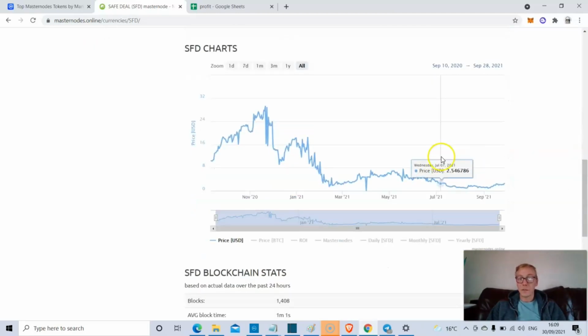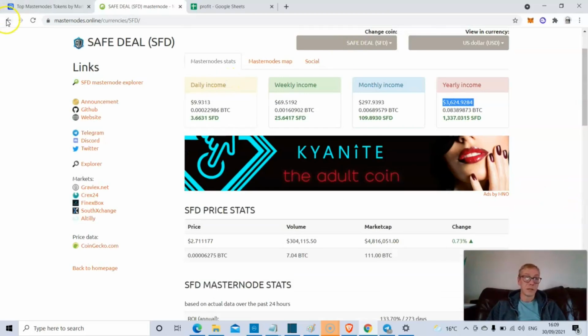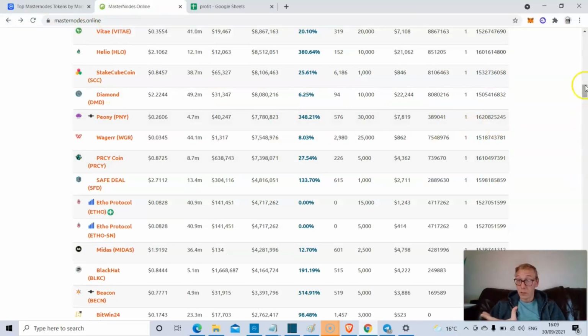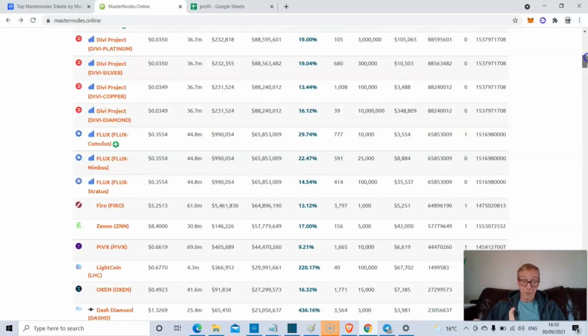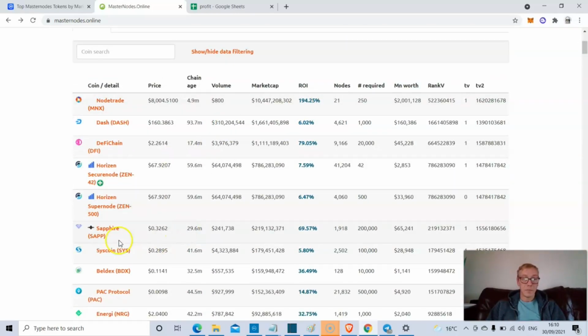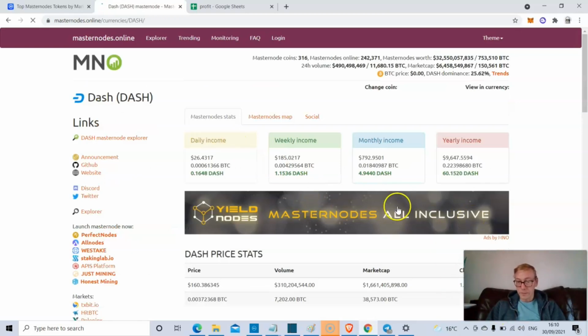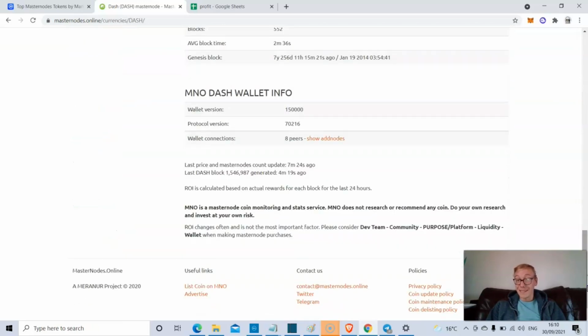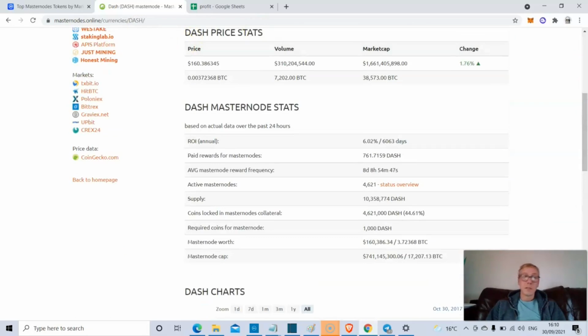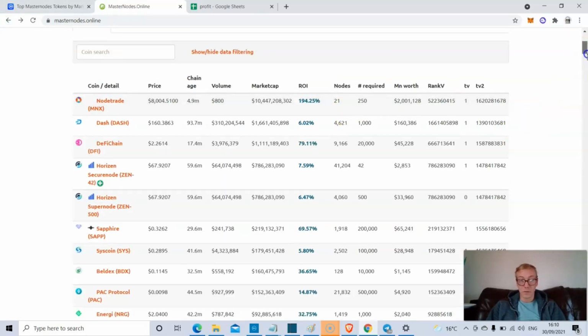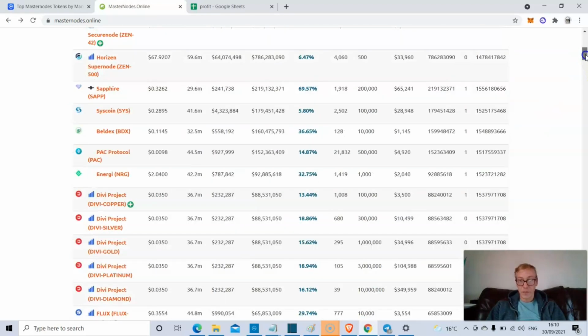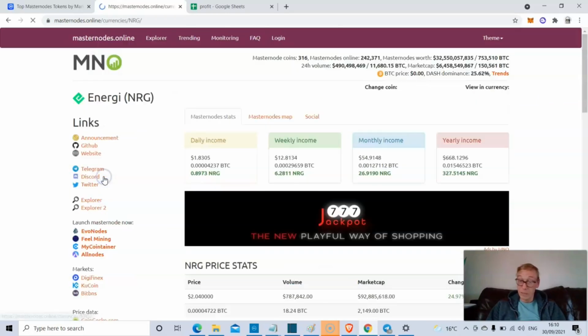Now, obviously, you have to bear in mind that not all coins are created equal. With Safe Deal, I don't know anything about it, but it might be a coin that ends up dead. It might not. It might be a legitimately great coin. I genuinely don't know. But something like Dash, as an example, is a very good coin. It's going to stick around. So the daily income is $26, your monthly income $792, your yearly income $9,600. But obviously the outlay for a Dash masternode is 160 grand. So masternodes are a very nice opportunity in terms of growing your net worth within crypto and gaining some solid passive income. You've just got to make sure you pick your project well.